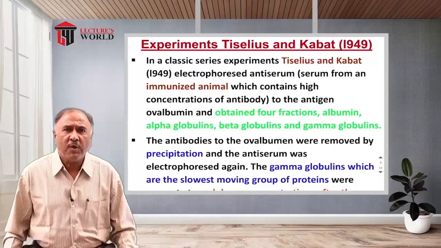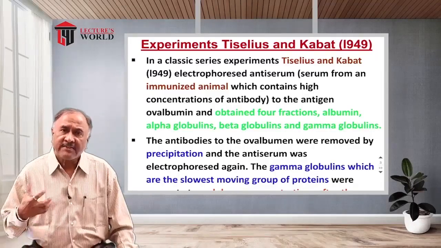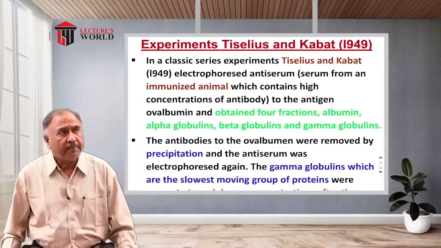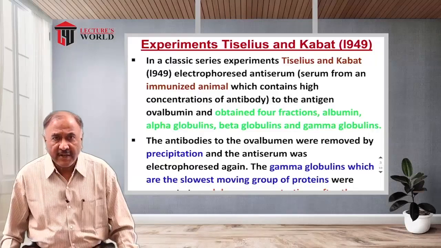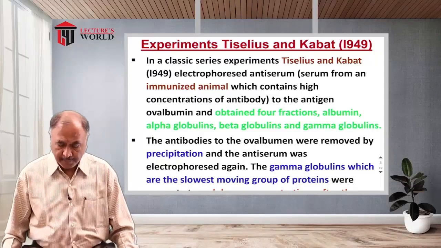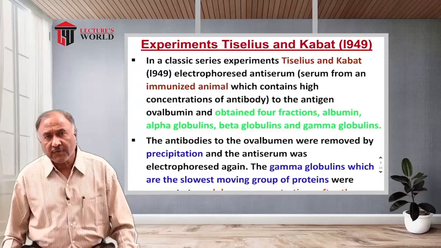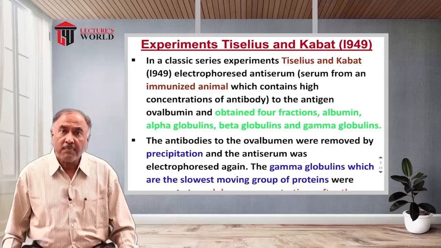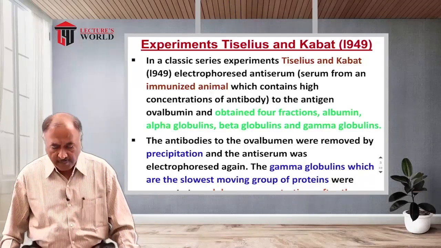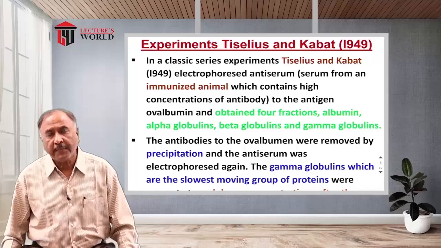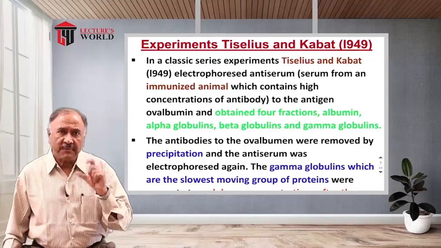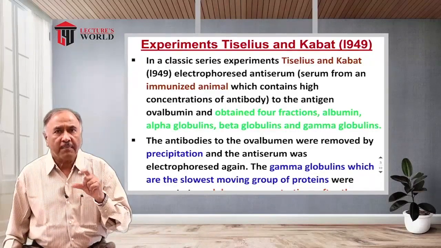Now, let us discuss in brief how these immunoglobulins were searched for or discovered. This was done by the experiment performed by Tiselius and Kabat in 1949. This was one of the classical experiments in which electrophoresis of a serum from an immunized animal was performed.